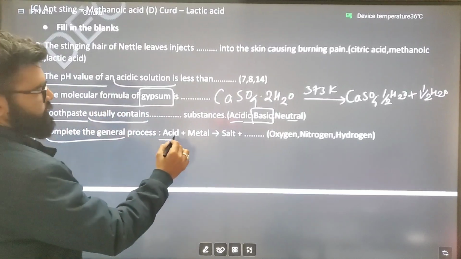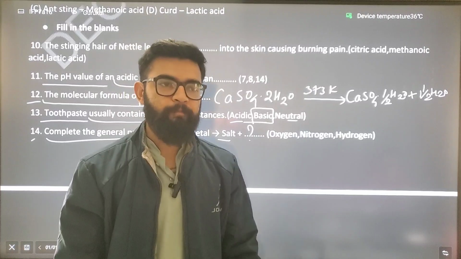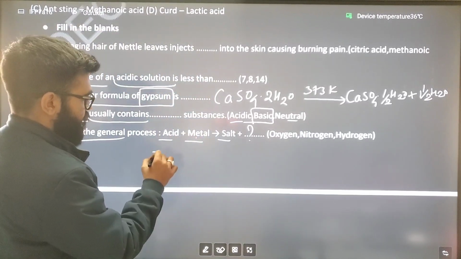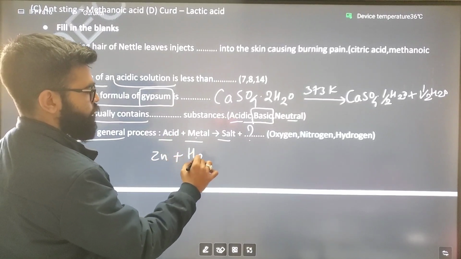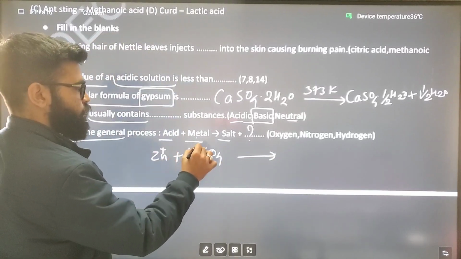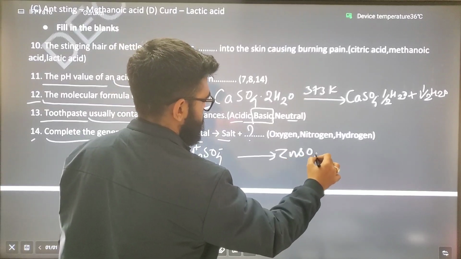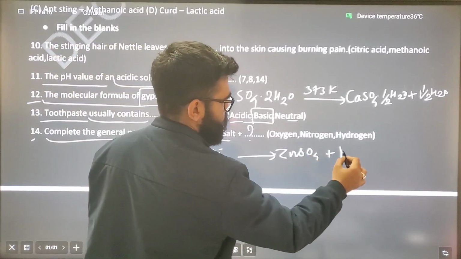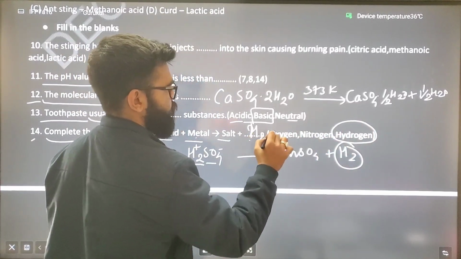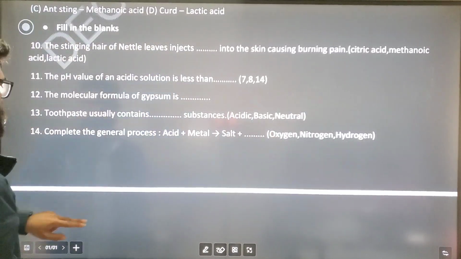Complete the general process: acid plus metal gives salt plus dash. To solve the reaction, the very simple funda: take a metal for an example, zinc. Take any acid, the king of chemicals, sulfuric acid. Zinc is plus, H2 is plus, SO4 is minus. Swap them: ZnSO4 plus H2. So what do you get? Hydrogen. The answer is H2, hydrogen. You can write hydrogen or you can write H2 too. Both will be correct.